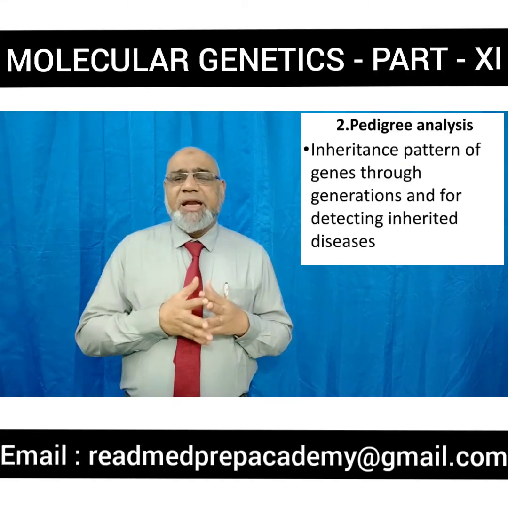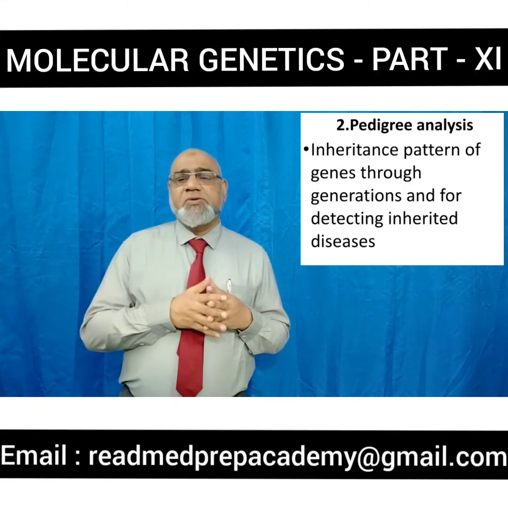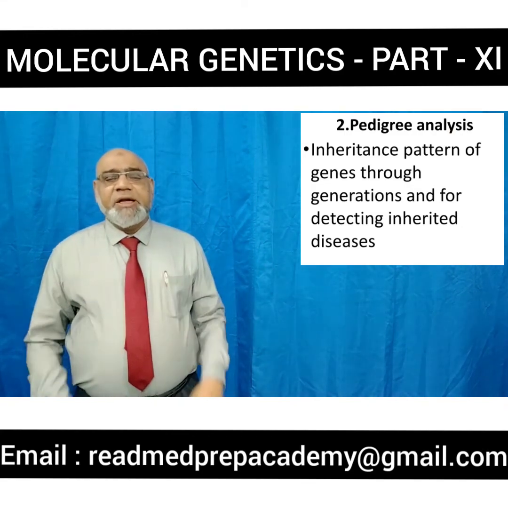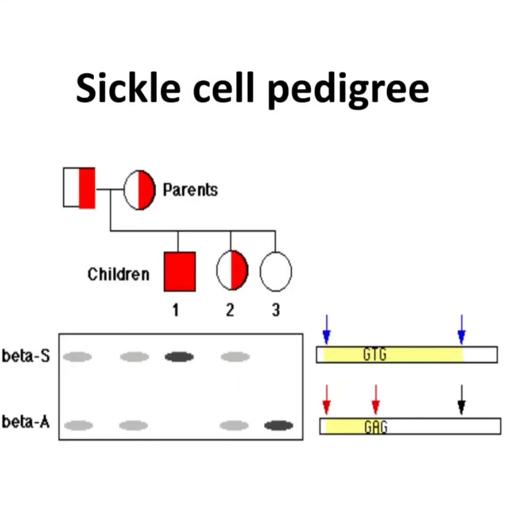Number 2 is pedigree analysis. Inheritance pattern of genes through generations and for detecting inherited diseases. Here you can see the sickle cell pedigree, where the parents transmit the disease to the children. The male child, which is designated as a colored box, is a sufferer. The circle with the half color is the carrier female, and the normal female. You can see how the pedigree can be detected by the DNA fingerprinting.